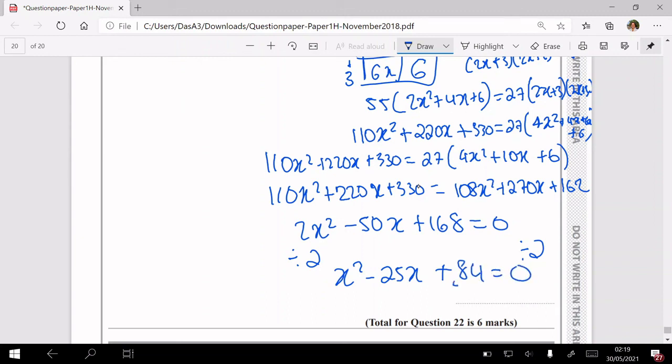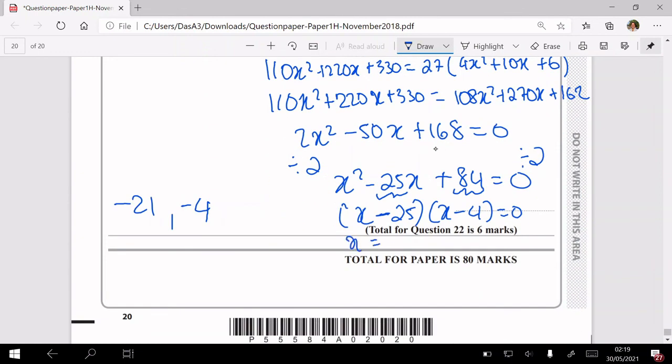So we need two numbers that multiply together to 84 but add together to give you minus 25. So the numbers are 21 and 4, not just any 21 and 4, it's minus 21 and minus 4. So you can factorize it as x minus 21 and x minus 4 is equal to 0. So are we done with the question? Not really. So we need to figure out x is equal to 21 or x equal to 4.